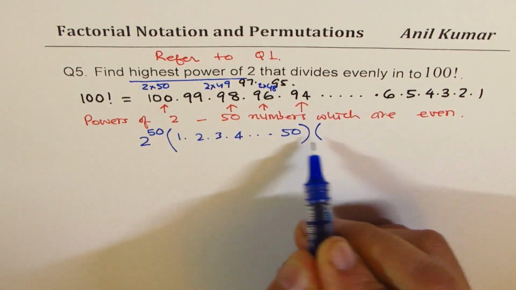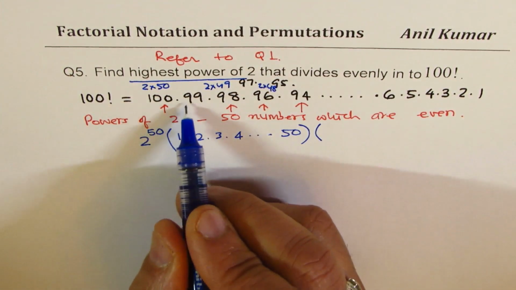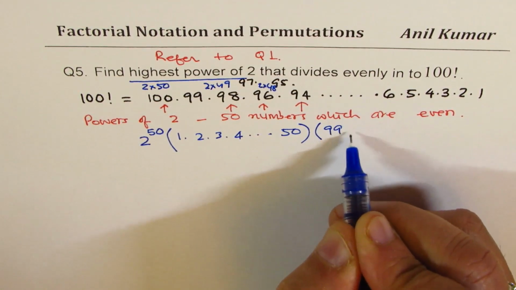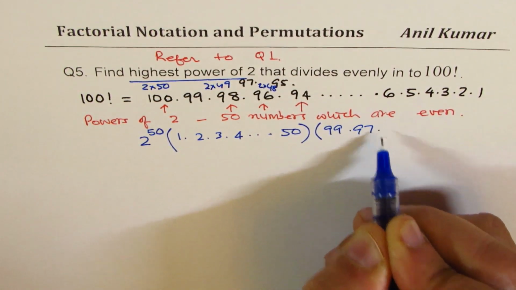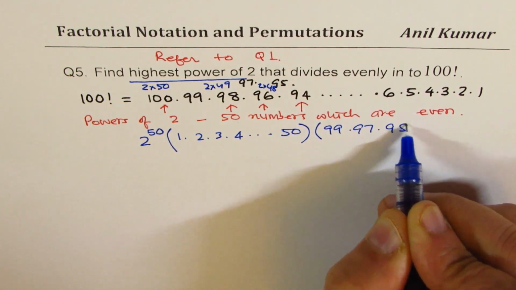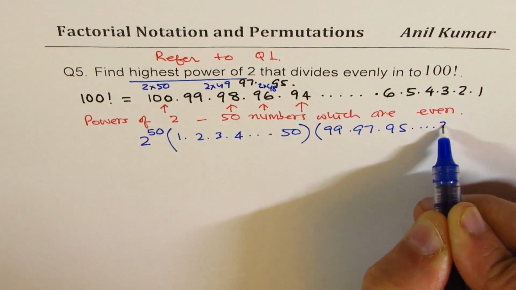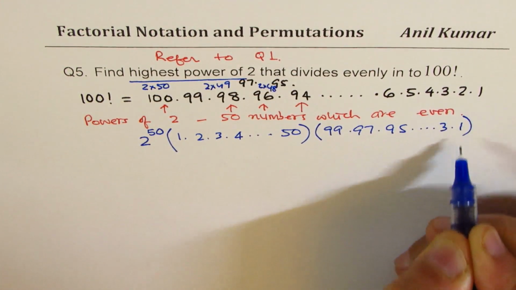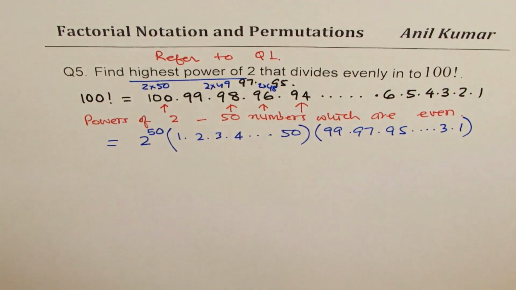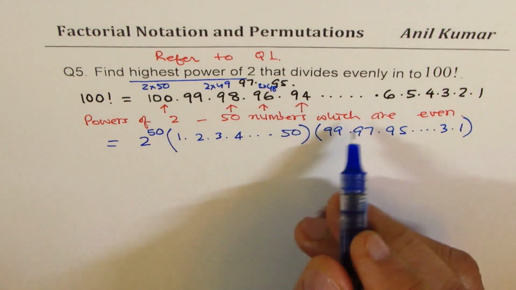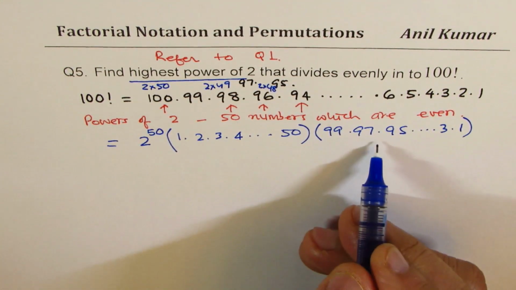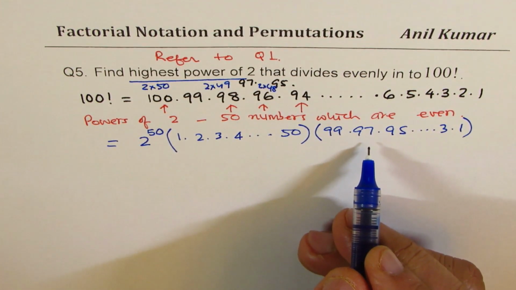And then we will multiply this by the other odd numbers, which are 99 times 97 times 95 times and so on, times 3 times 1. Is it okay? So that is how we could write our expression. We have divided this into 2 streams, even and odd, and we factored this out like this. Does that make sense to you?